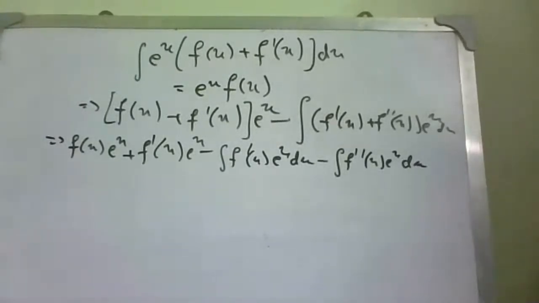We have f of x, then okay, let's just try to separate the things out. We have f of x times e to the power x. Okay, that's fine. And what else do we have?